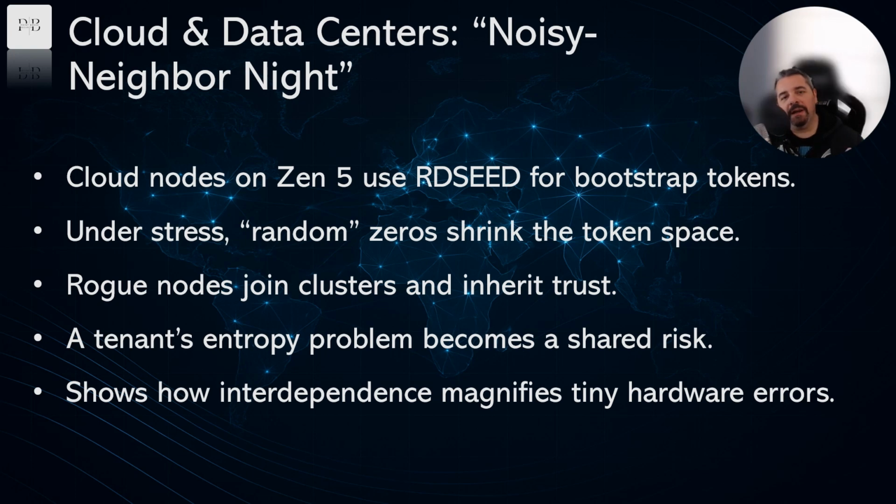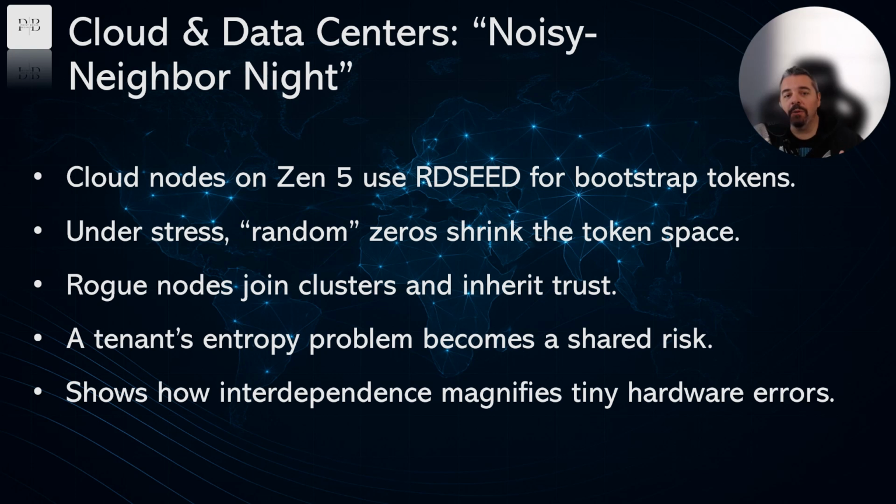Let's now move into the cloud, the invisible backbone of everything we do online. This one's called Noisy Neighbor Night in Region 3. Picture a busy cloud region on a regular Tuesday evening. Thousands of Kubernetes nodes are spinning up and down, containers restarting, updates rolling through. Under the hood, many of these hosts are powered by shiny new AMD Zen 5 processors: fast, efficient, trusted.